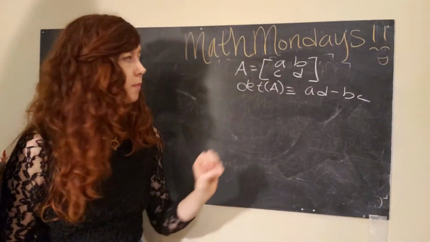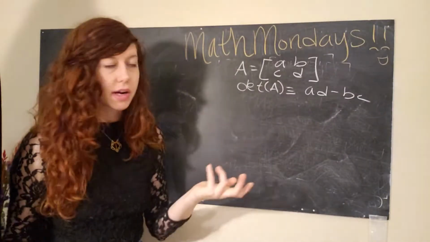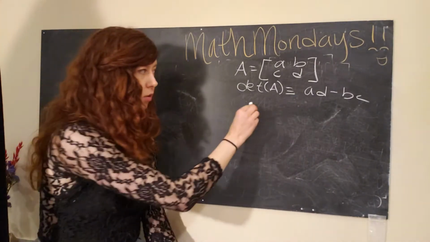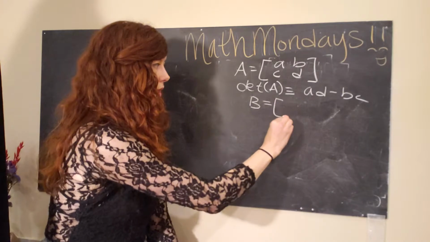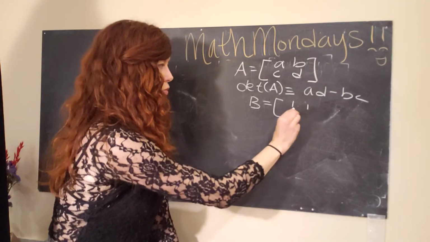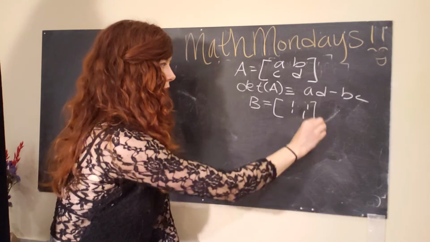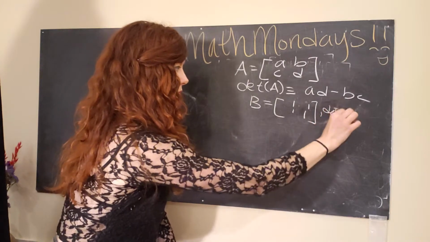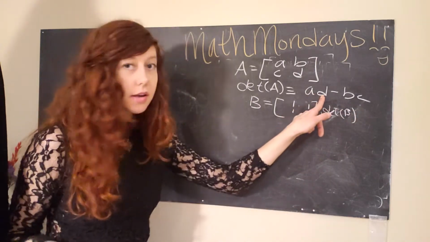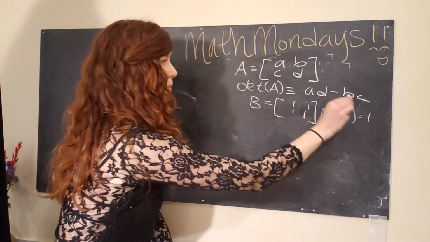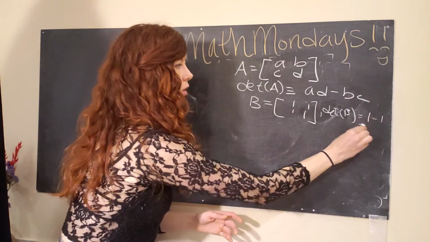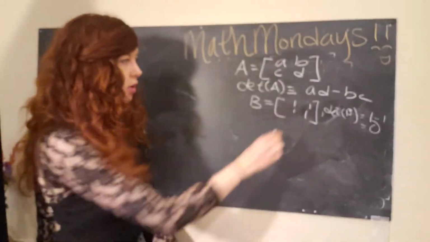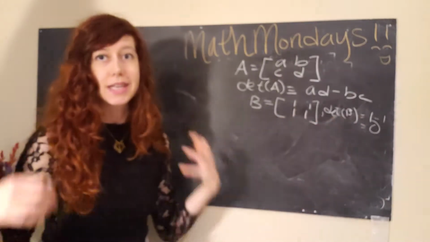So, for example, if a matrix has all of the same elements, we're going to get a determinant of 0. What does that look like? Well, let's say I have a matrix B of 1, 1, 1, and 1. Okay, so then the determinant of B is going to be 1 times 1, which is just 1, minus 1 times 1. Look at that! It's 0! Ooh, that's interesting. So if we have a matrix and the elements are all the same, the determinant is going to be 0.